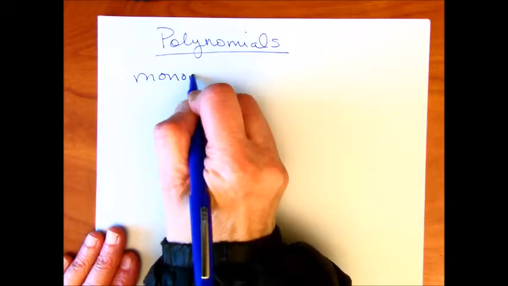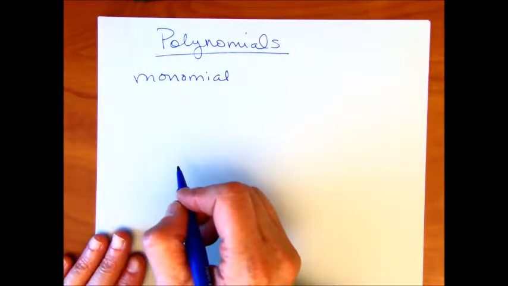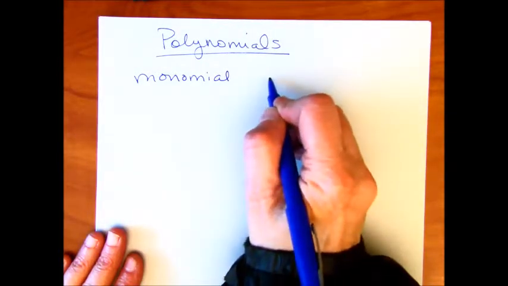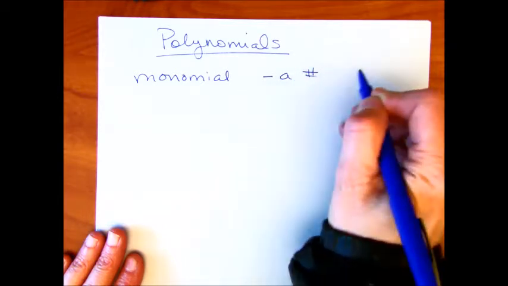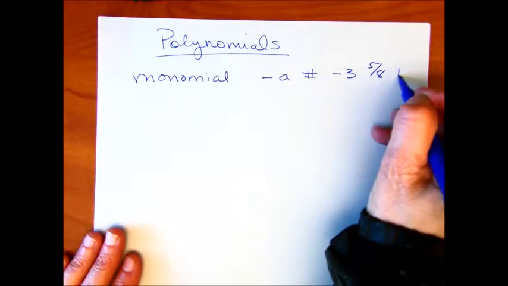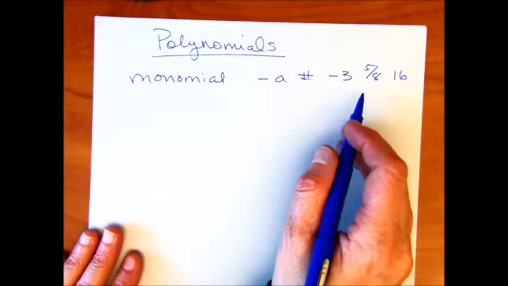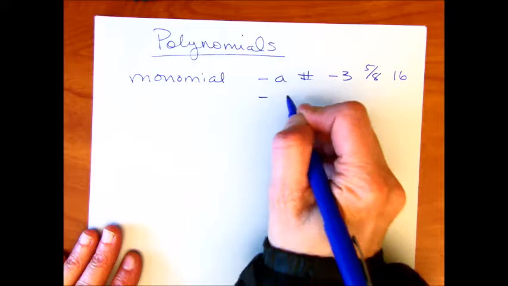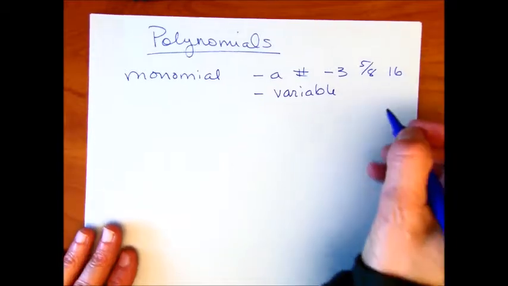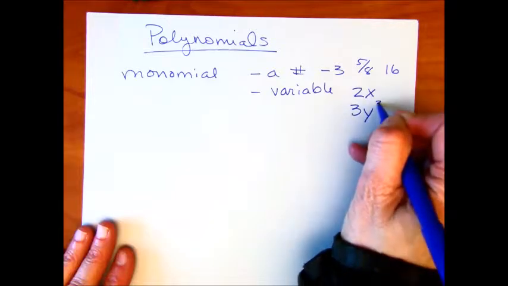Mono meaning one, so one term, and an expression that has one term can be basically anything. It could be a number, so it could be like -3 or 5/8 or 16. It could also be a decimal. So any number could be a term. It could also be a variable, and this variable could have a coefficient like 2x or 3y to the third power.